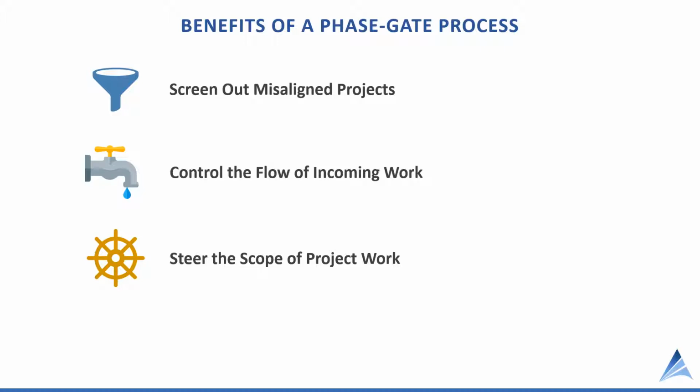Next, it helps steer the scope of project work. A cross-functional portfolio governance team can help improve the scope of project work as new information is made available phase by phase. Next, phase gates actually help improve project quality because there's certain deliverables that need to be completed at each phase and then reviewed by the governance team.